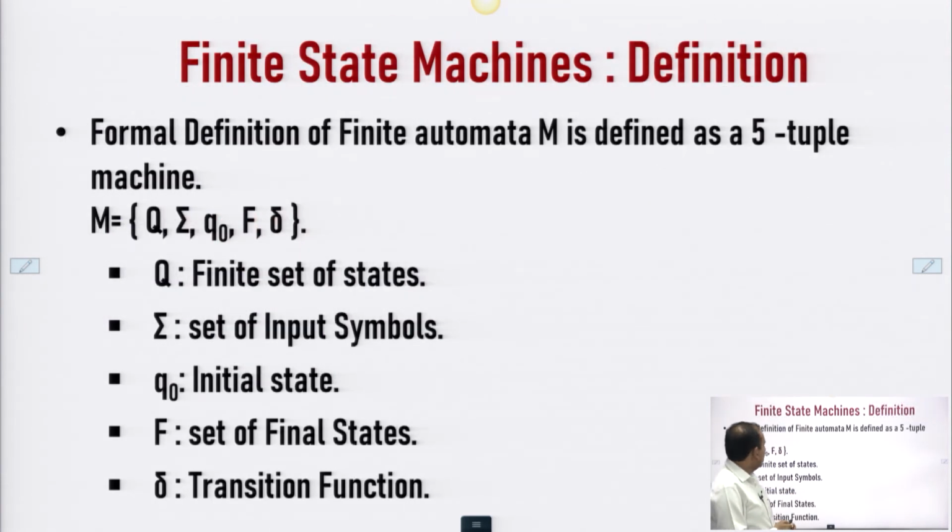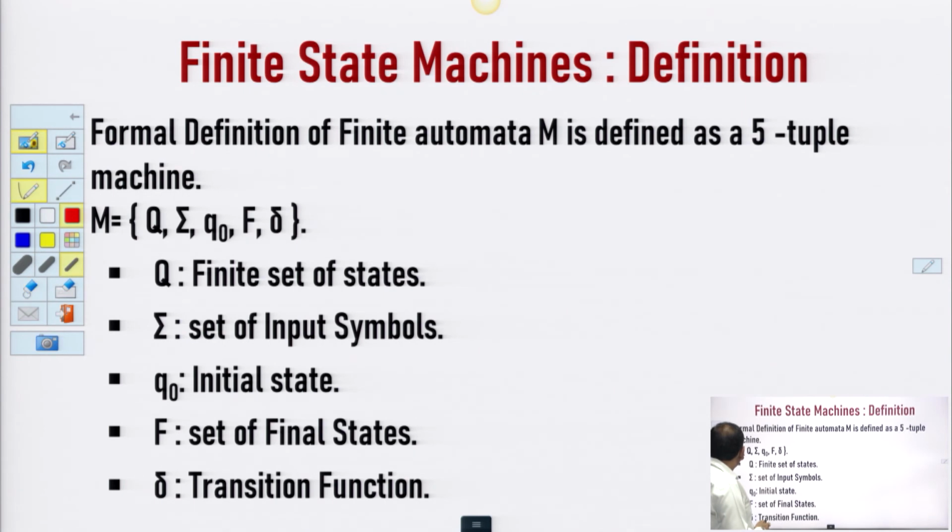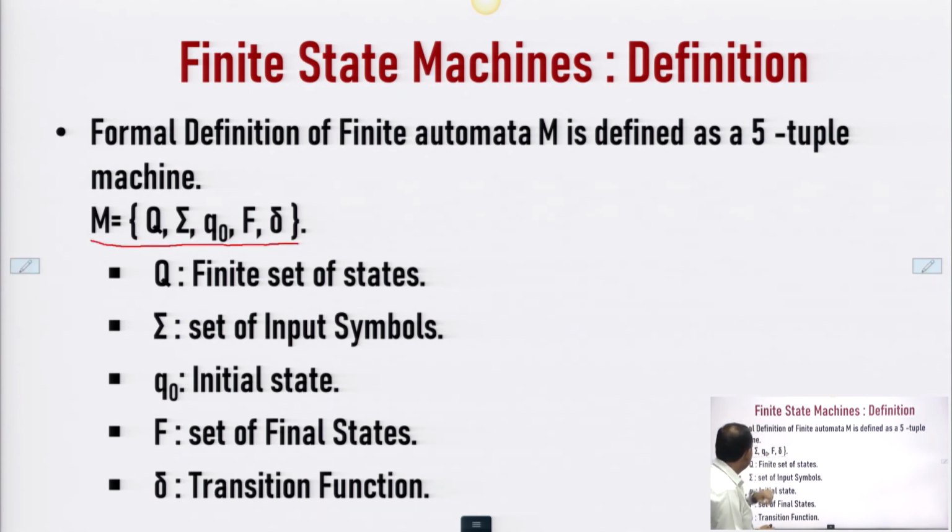Now, this slide shows the formal definition of finite state machines. As you can see, a finite state machine is defined as M, a 5 tuple machine, and these are the 5 tuples which are used to define the machine. So, capital Q stands for finite set of states.